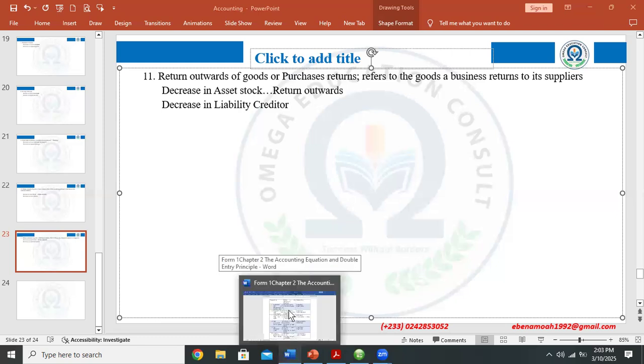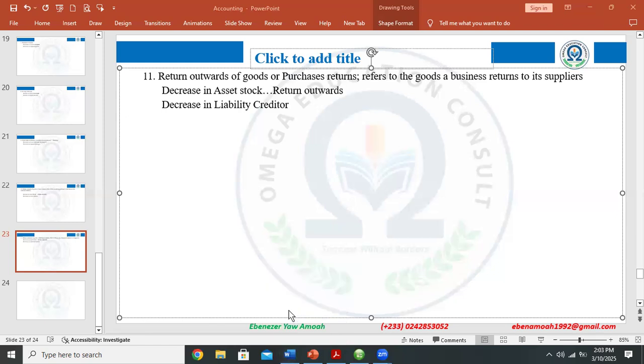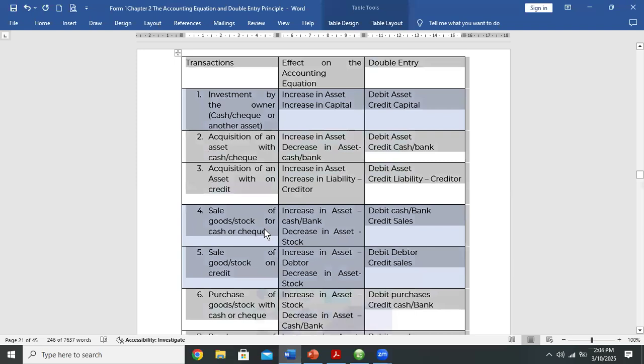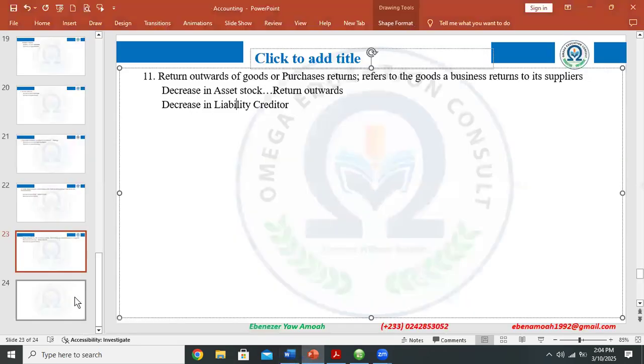So thanks be to God, we have dealt with the 10, or now 11, basic transactions that you'll be dealing with as far as accounting is concerned and recording business transactions is in the picture. So I've done the summaries here for you. Investment by the owner, acquisition of assets, either on cash or credit basis, sale of goods, purchase of goods. I've done all those summaries here for us.